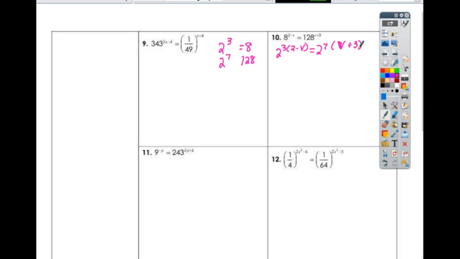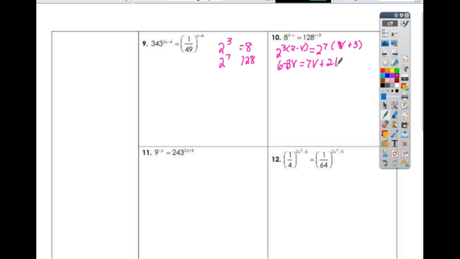So Ruben, what were you saying the problem was? What happens? So I get 6 minus 3v equals 7v plus 21. What do you mean they stay the same? I don't see anything the same.